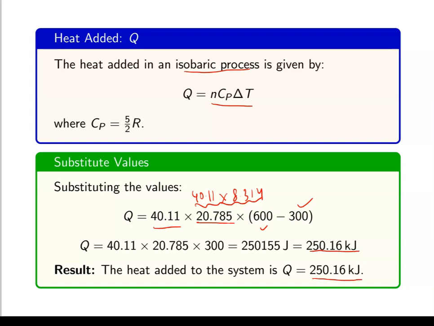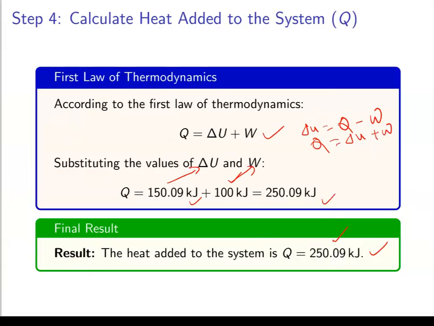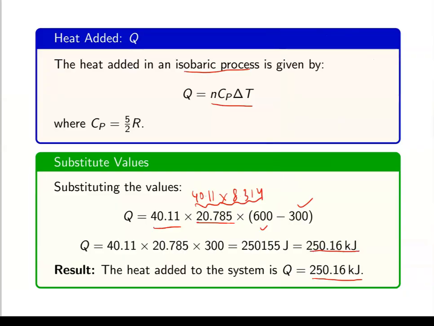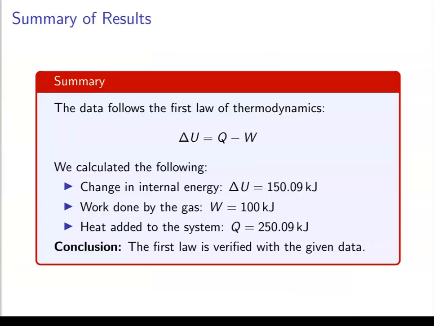Earlier we had 250.09 kilojoule, and now by using the isobaric process we got 250.16 kilojoule. So that is nearly equal to the other way of calculating the heat added to the system. Now, summary of the result. The data follows the first law of thermodynamics, del U is equal to Q minus W. We calculated del U, that is 150.09 kilojoule, W work done, that is 100 kilojoule, and heat added to the system, that is 250.09 kilojoule.